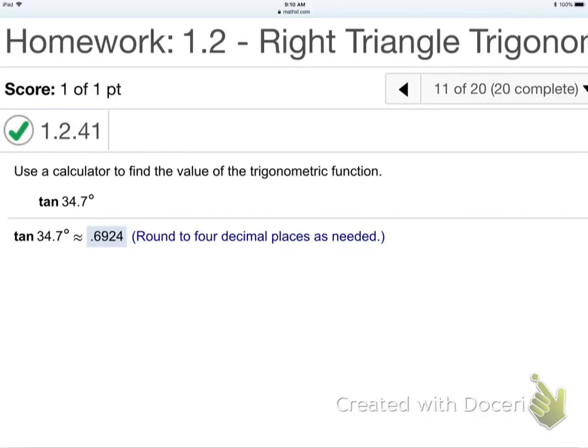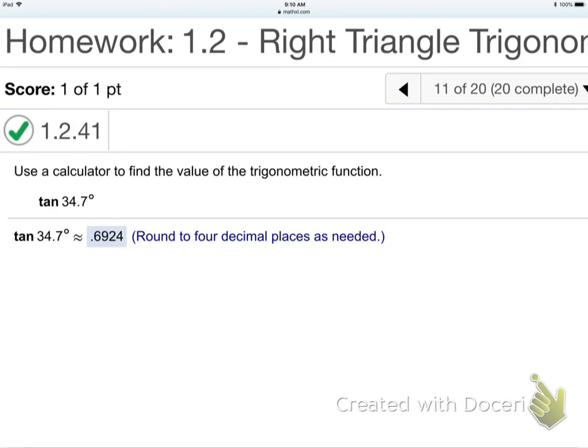Okay, let's make sure, can you get that answer on? You've got to be in degree mode. Hit the buttons on your calculator. Tangent of 34.7 should be 0.6924. See if you can get that on there. Yeah. So let me know, or check with those around you.